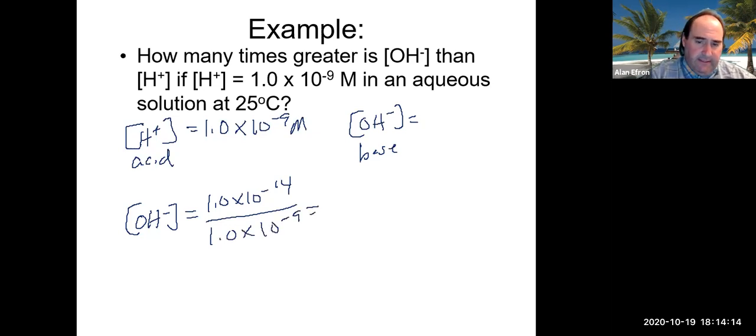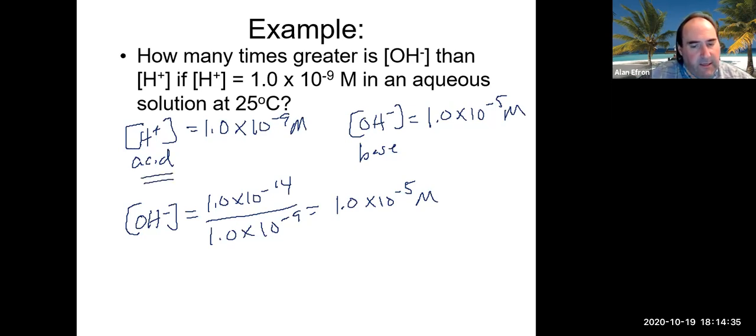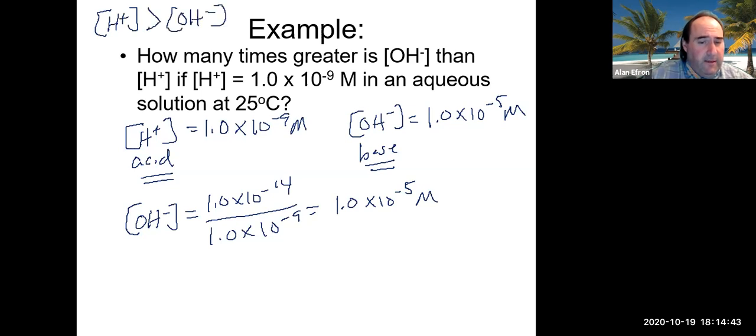Again, using our exponent button, we want to make sure we punch it in correctly. We should get something like 1 times 10 to the minus 5 molar. And what that means is the OH minus, or the base part of the solution, is 1 times 10 to the minus 5. So what we want to do is compare the acid part of the solution to the base part of the solution. And if the acid part, which is the H plus part, is larger than the OH minus part, it is going to be acidic. If the OH minus part is larger than the H plus part, it will be basic. And if they equal each other, it would be neutral.